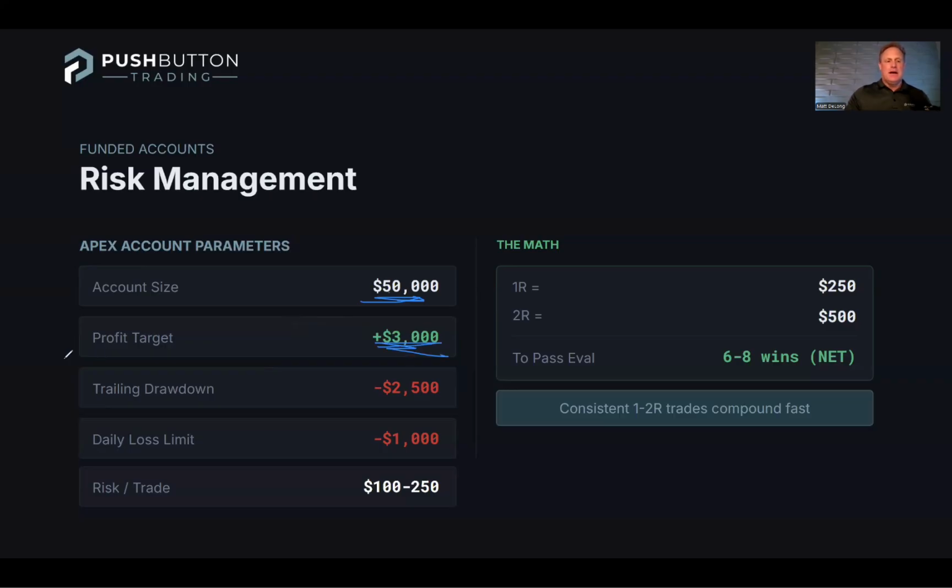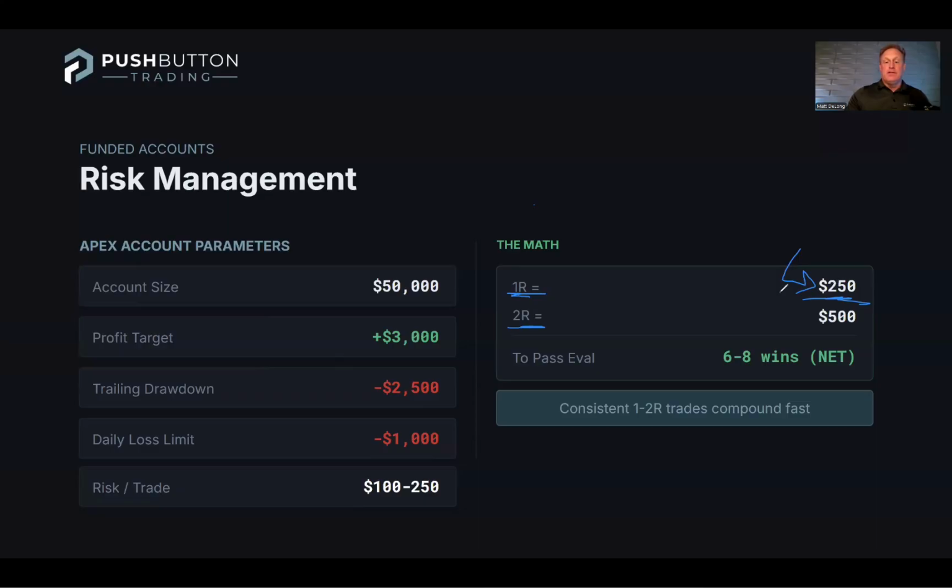It's not a delicate balancing act, okay? So in this case, a $50,000 target, your profit is $3,000, your trailing drawdown, which we talked about, was $2,500. Your daily loss limit, your DLL, is $1,000. And you're risking $100 to $250 per trade. Now, if you're risking $250, you make 1R, you would make $250.